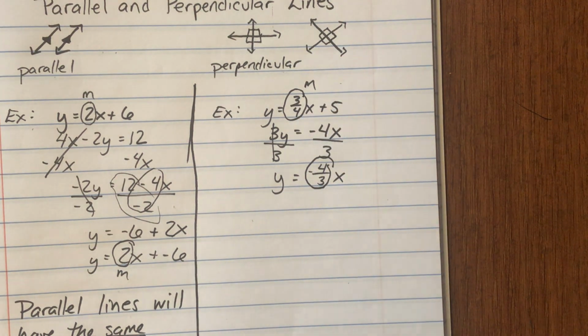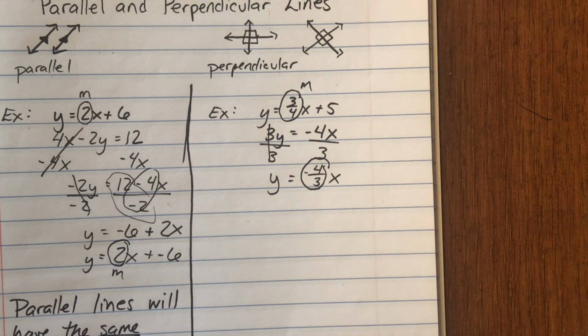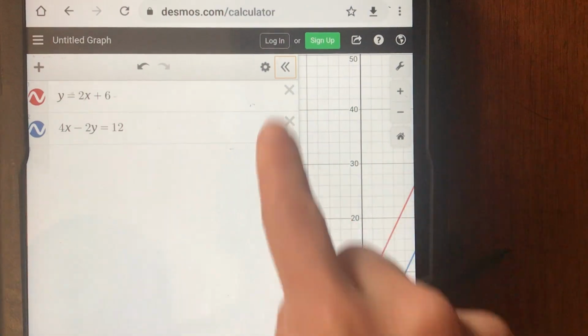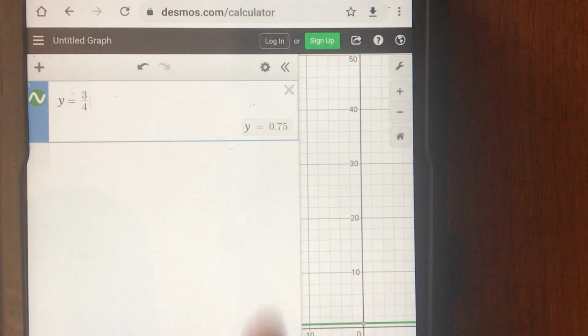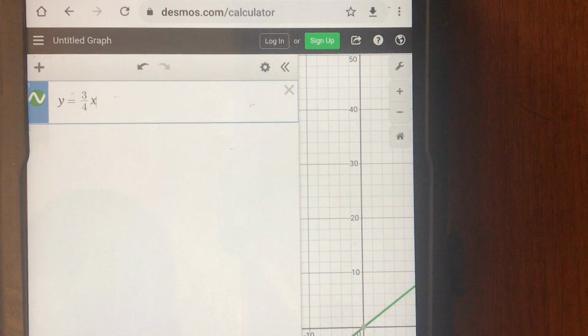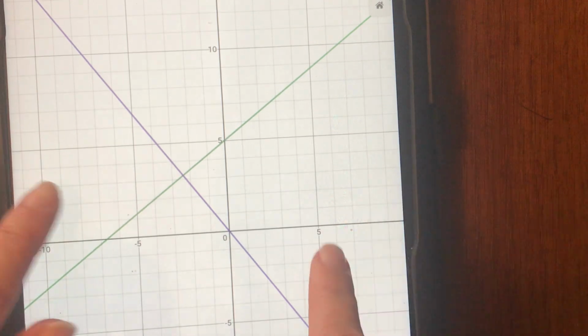Now, I'm going to graph these so we can see what they look like in Desmos. So I'm going to bring up my calculator again. And so the first equation was y is equal to 3/4 x plus 5. Again, I'm going to type them in exactly as I was given them. And then for this one, I'm going to type in, again, just as it was given to me. It was 3y is equal to -4x. All right, now let's look at what this graph looks like.